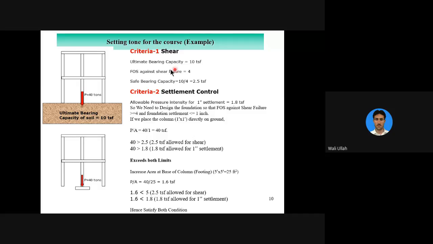Ultimate bearing capacity is 10 ton per square foot. We have assumed this value for this example, but we would find this in chapter number 2 for shallow foundation and chapter number 4 for pile foundation. And we assumed this value of 1.8 ton per square foot for 1 inch settlement.